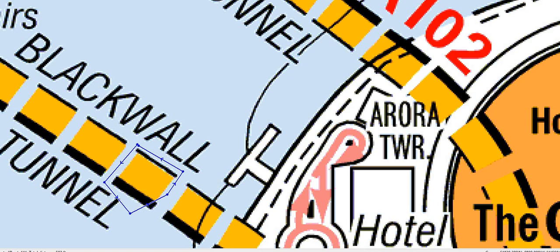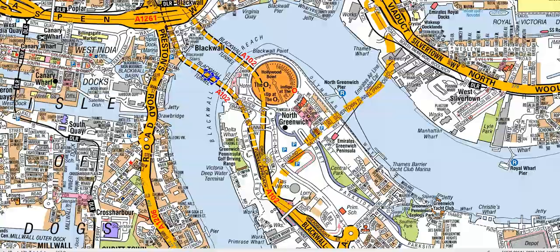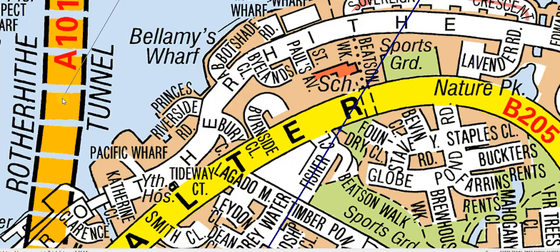So when you use the tunnel, you have to be very, very careful, because you have to use the tunnel approach to get into the tunnel and to cross the river. So let's say this is the Blackwall Tunnel, and if I just circle this one, the other is the Rotherhithe Tunnel. And if I zoom in on this one, you can see this is a solid broken line. This is a sign of the tunnel as well.